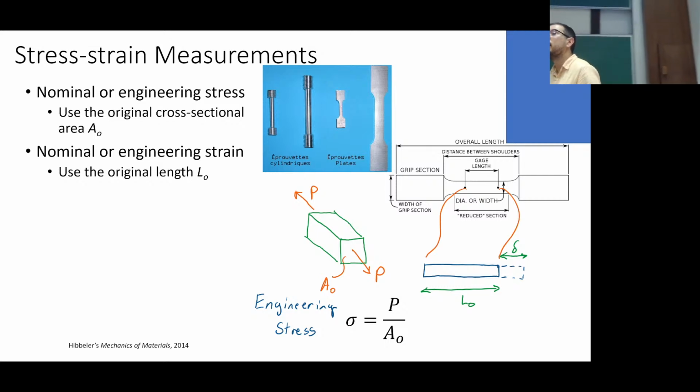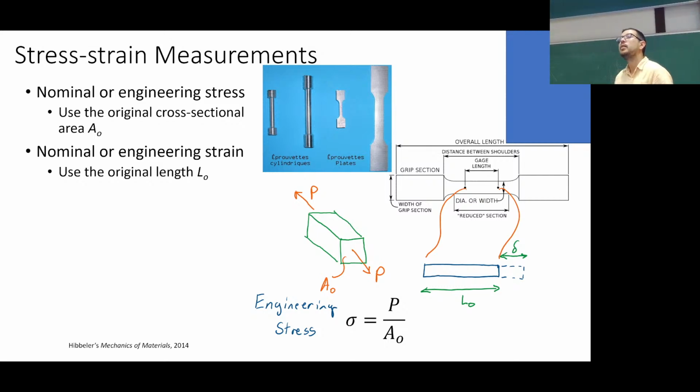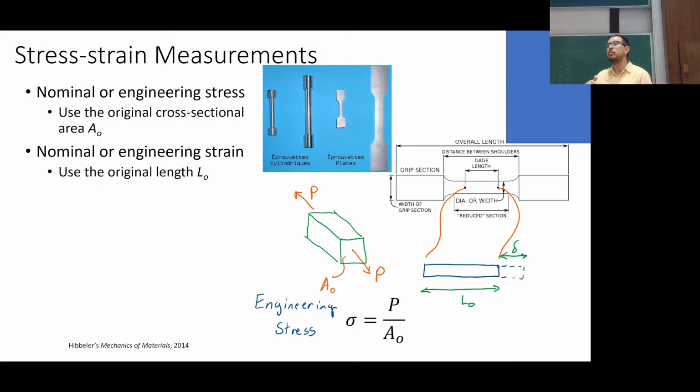Is there ever an example of strain in a non-tensile sense, meaning in like compression? Oh yeah, absolutely. If you do a compression test instead, then the strain just becomes negative.